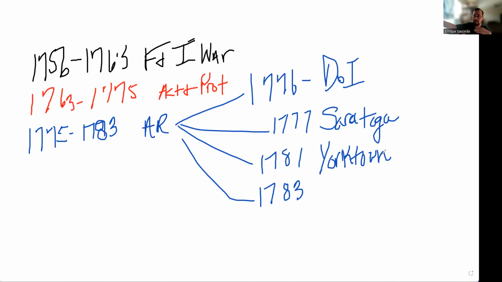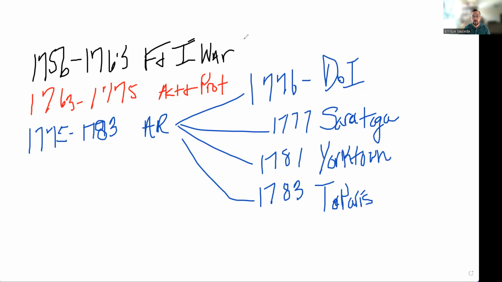Let me turn on some light right here so I can see a bit better. And then 1783 is the Treaty of Paris. Literally, it's a treaty that ends the American Revolution.